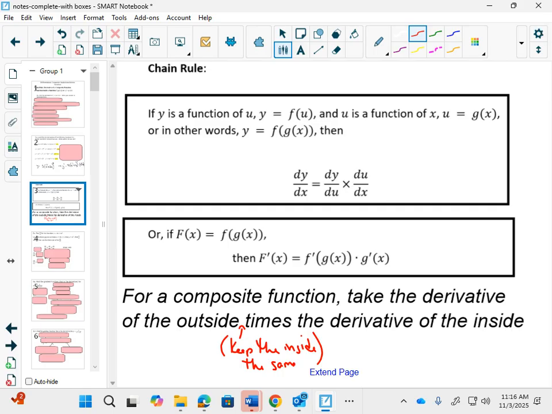And I think it's easiest to see here. I'm going to just highlight the inside function. Function notation, the second one is easier to understand. So g of x is my inside function. So my derivative of this whole thing would be the derivative of my outside function, keeping my inside the same, and then I multiply by the derivative of the inside function.